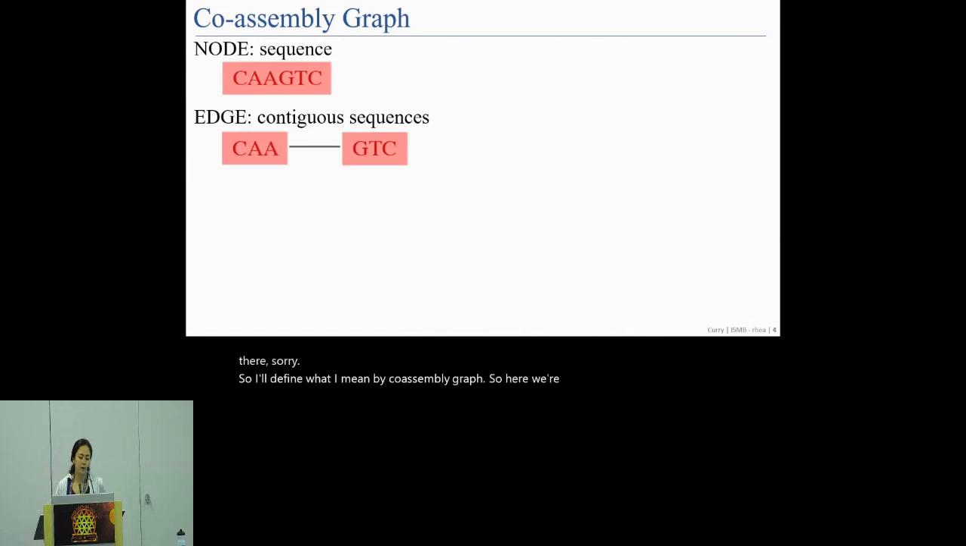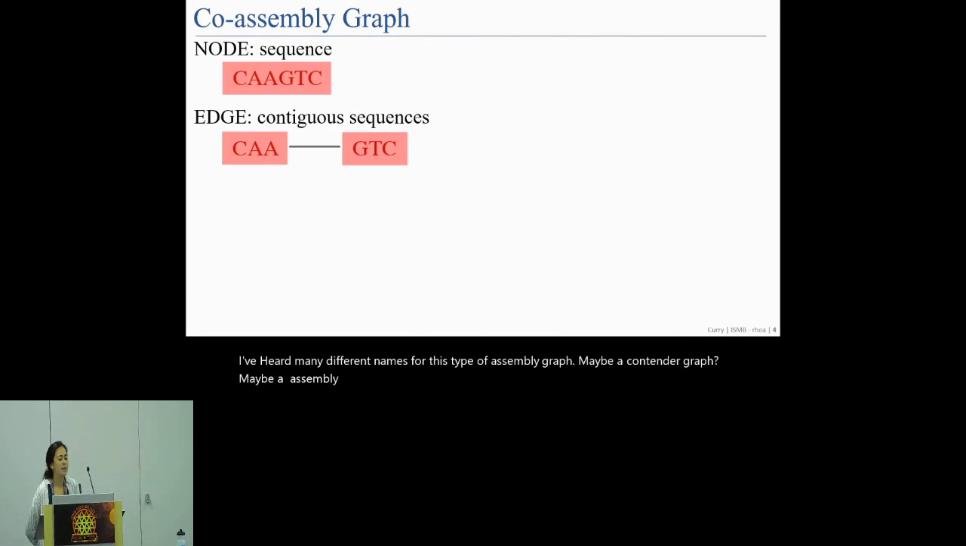We're kind of cut off on the top there, sorry. So I'll define what I mean by co-assembly graph. So here we're using an assembly graph, and I've heard many different names for this type of graph, maybe a contig graph, maybe a string graph. But the idea is that you have a node that is a sequence, and if you have an edge between your two nodes, that means based on the overlap of the reads of your community, you believe that it came from a sequence that goes straight from one node to the other. So straight from CAA here to GTC, or perhaps the other direction. This is bidirectional.